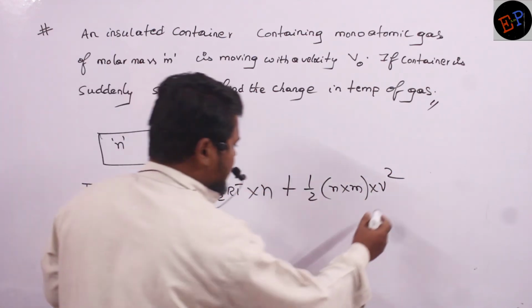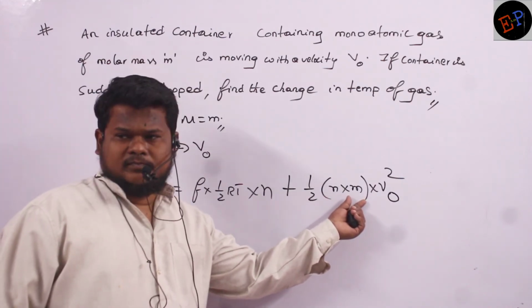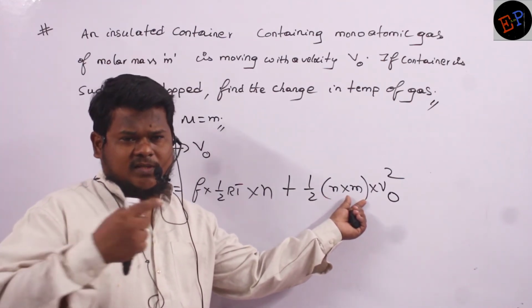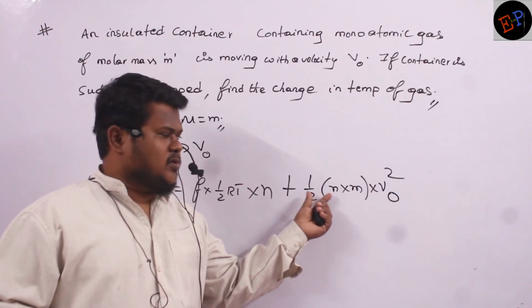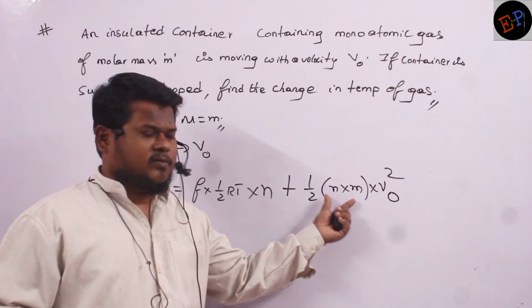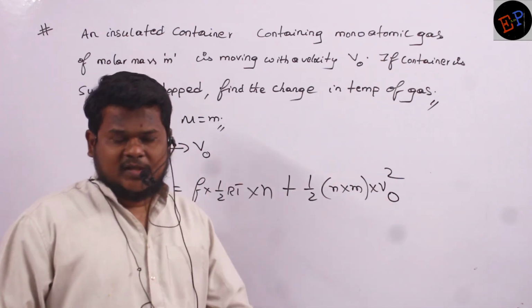Velocity he gave as v naught, so half m v naught square. What is small m? Mass of 1 mole of gas. Molar mass he has taken as small m. How many moles of gas are there? N moles, so total mass is n into m. That's all. So this is the total energy possessed by the gas when the gas is moving. Are you able to understand?